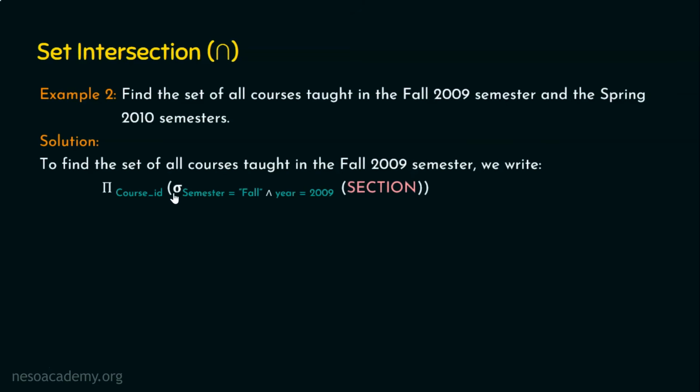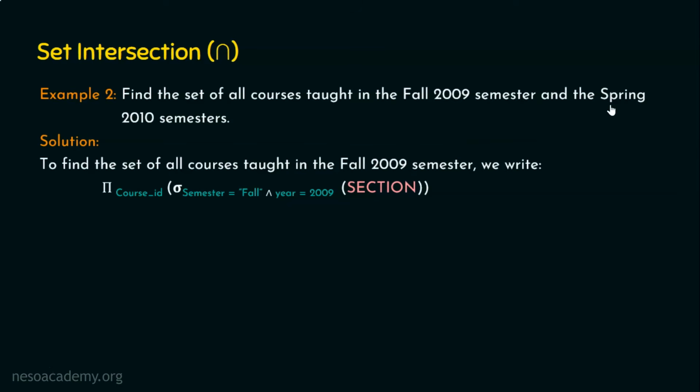So first, from the section relation, we are just selecting all the tuples where the semester is fall and year is 2009. This output will give a relation which contains all the tuples with all the attributes where the semester is fall and year is 2009. I mean, we are dealing with this part. And from this output, we are filtering only the course ID. So I am just projecting only course ID here. So this is pertaining to the fall 2009 semester.